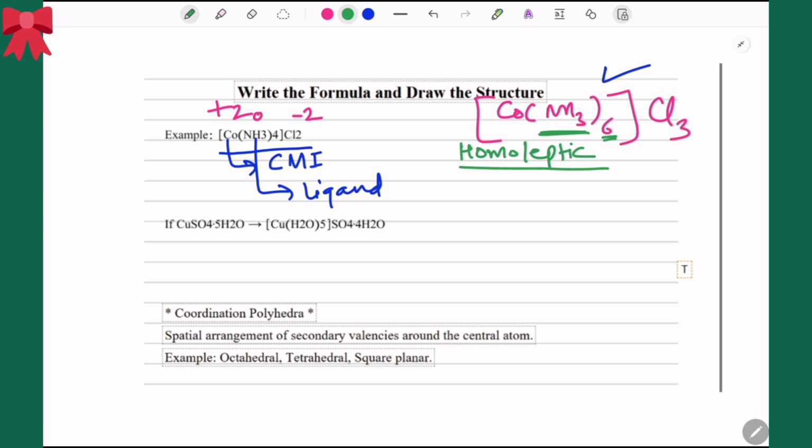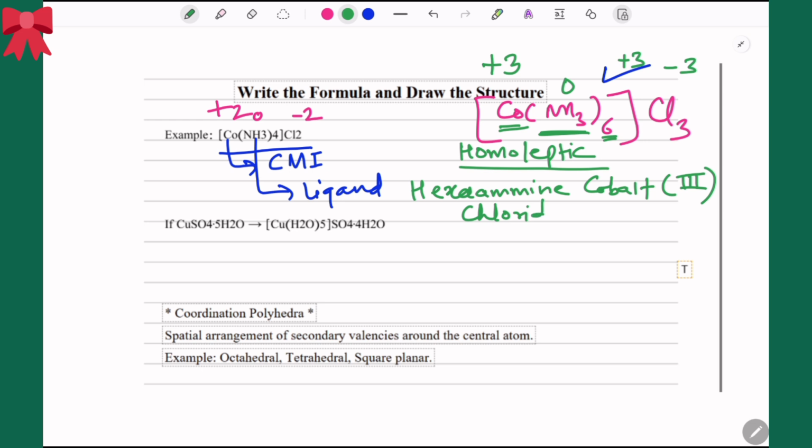So this is 6 times NH3. How do you write 6 in chemistry? You write it as hexa, and ammonia, as I told you yesterday, has to be written as ammine, so it becomes hexaammine. And then you write cobalt. Cobalt is in the oxidation state +3 in this case, because chlorine is -3 and ammonia is 0, so the overall charge has to be +3 for this coordination entity. So it will be hexaamminecobalt(III). You write the 3 in Roman numeral like this, leave some space, and then write the name of the anion, that is chloride.